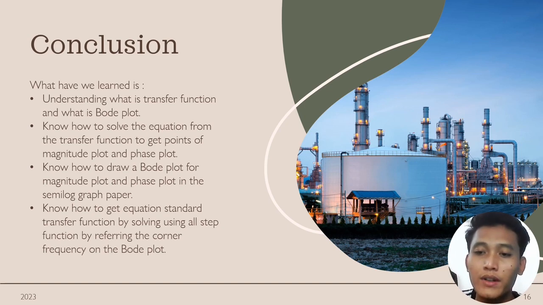From the points of the magnitude plot and phase plot, we can draw the Bode plot. And from the Bode plot graph, we can get the standard equation of the transfer function by referring to the value of the corner frequency and solving the equation using all step functions.